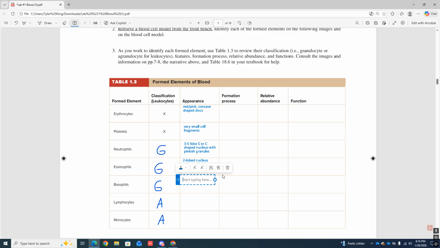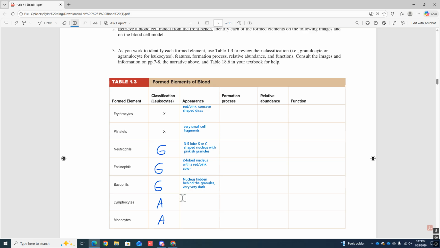So how am I going to describe this one? Remember, you can't really see the nucleus, but it's there, okay? So nucleus hidden behind the granules, very, very dark. That's all I really got to say there, because when it's stained, it turns that very, very dark purple color, all right?